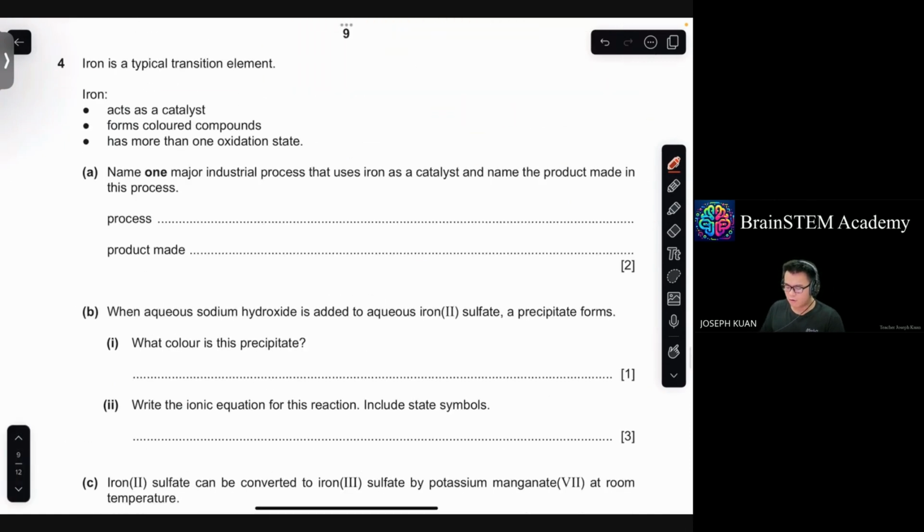Now, let's move on to number 4. Iron is a typical transition element. Iron acts as a catalyst, forms colored compounds, and has more than one oxidation state. A. Name one major industrial process that uses iron as a catalyst and name the product made in this process. That will be Haber process, to form ammonia. Right, and then the ammonia can be used to make fertilizers.